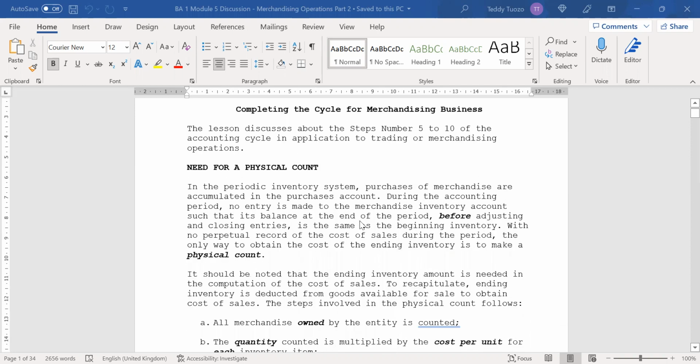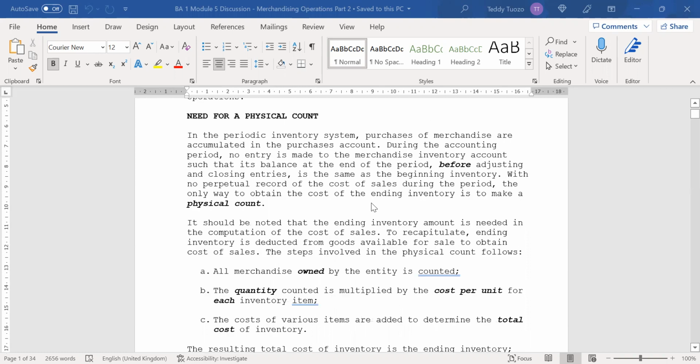So there's a need for physical count. Remember that under the perpetual inventory system, as really required by the Bureau of Internal Revenue, you have to submit your inventory listing with the Bureau of Internal Revenue. This is a requirement. In the periodic inventory system, purchases of merchandise are accumulated in the purchases account.